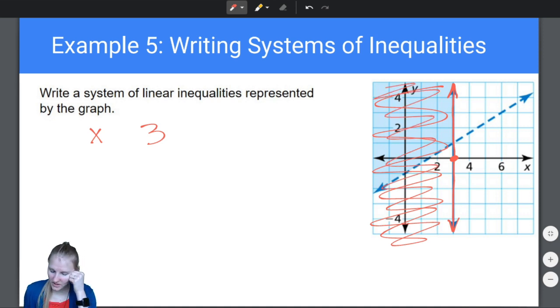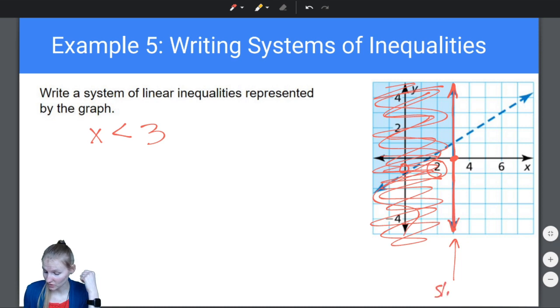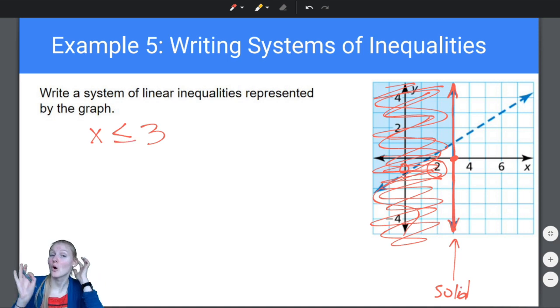So, how does that change my inequality sign? Is it less than? Is it greater than? What do we think? Well, if x is equal to 3 at this line, I'm shading numbers like 2, numbers like 0, and those numbers are less than 3. So, because we're on the left, we are less than 3. And notice this is a solid line, I can't spell today. It's a solid line, so we are less than or equal to.